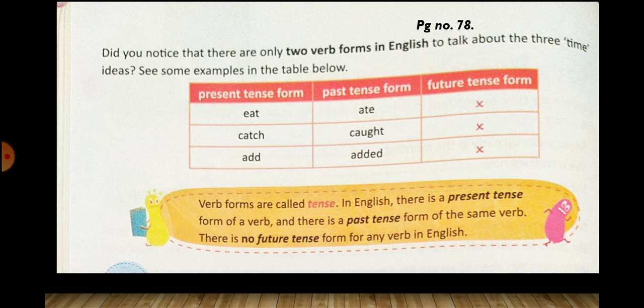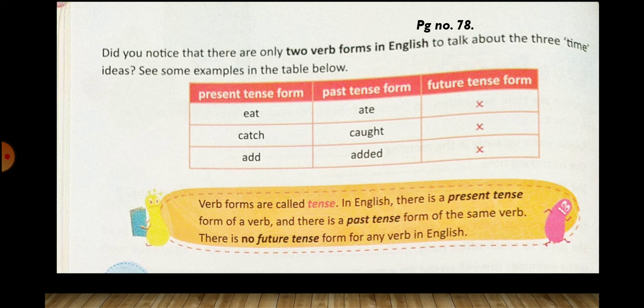So the first one is the present tense form. Like for the verb eat, the past tense form is ate. For the verb catch, the past tense form is caught. For the verb add, the past tense form is added. We do not have any future tense form. Here you can see, and this you should learn by heart.